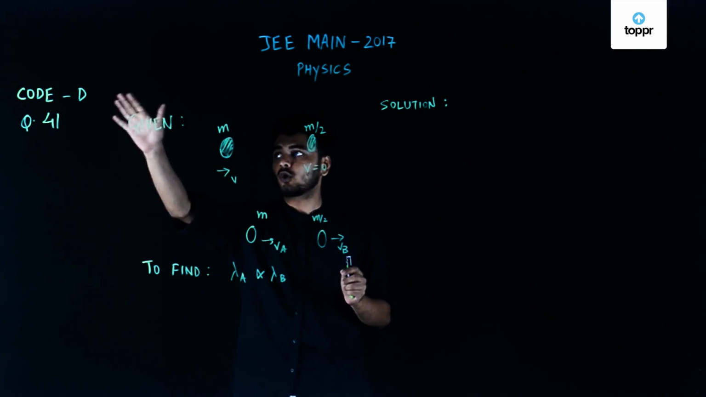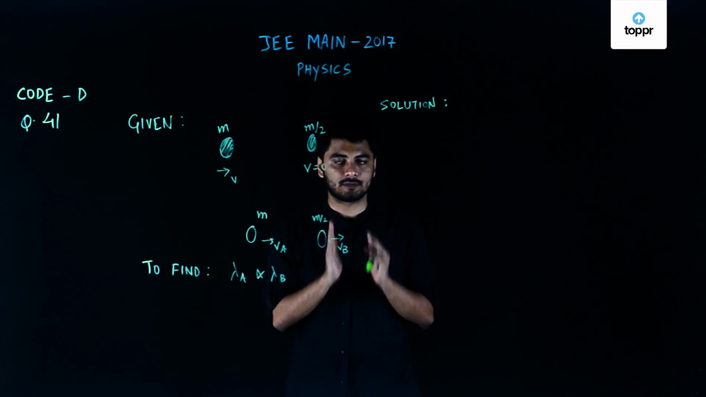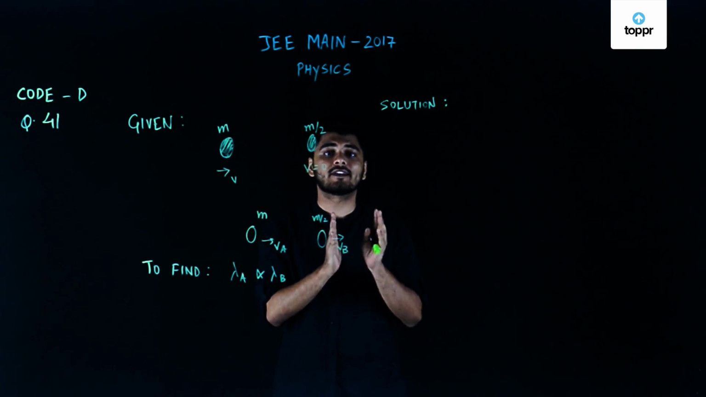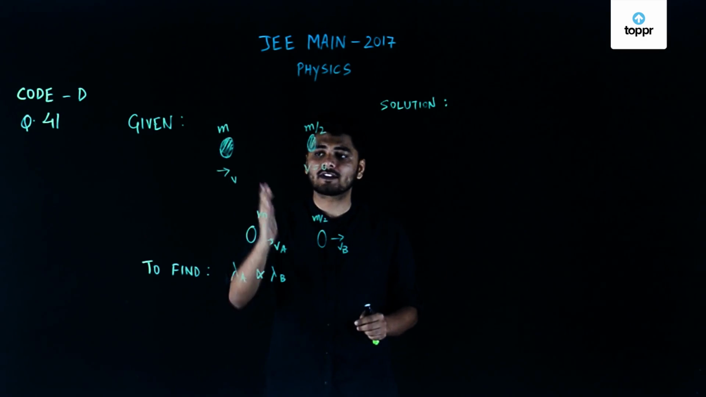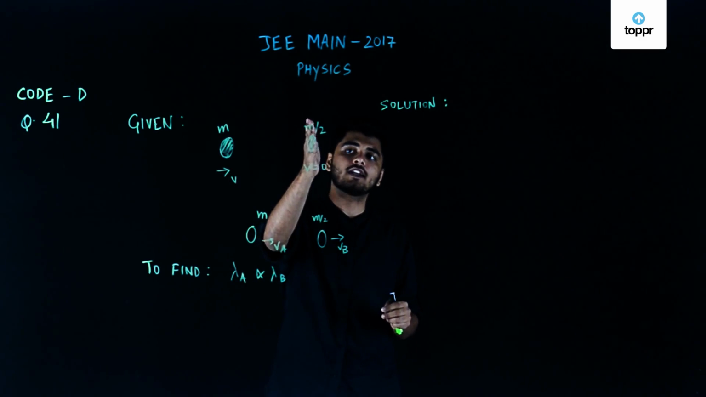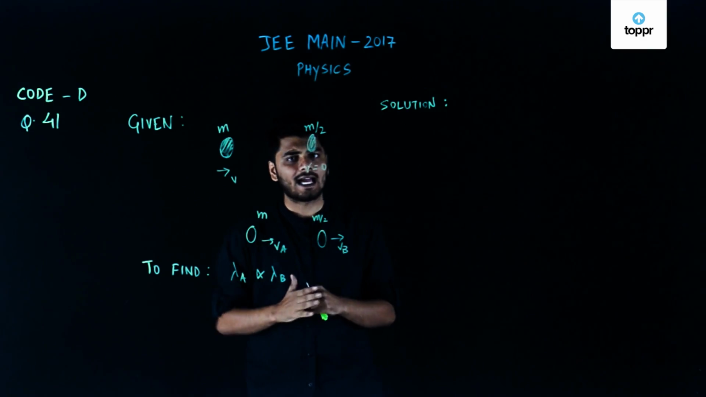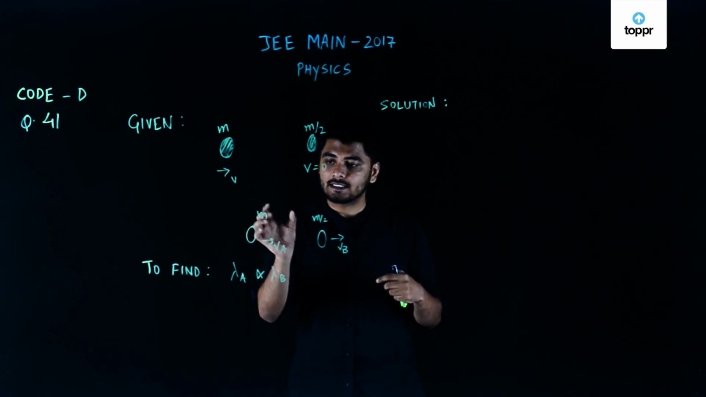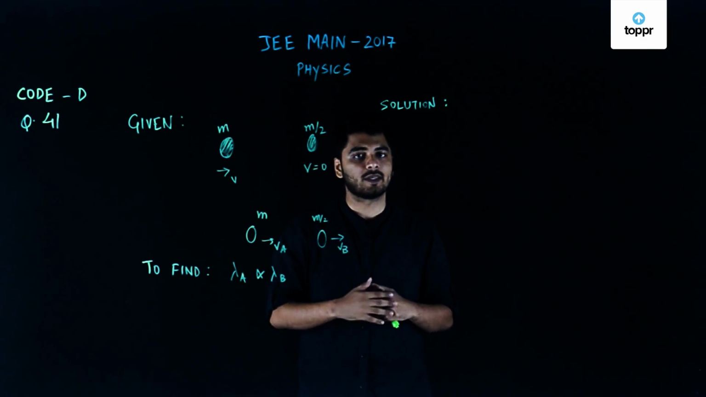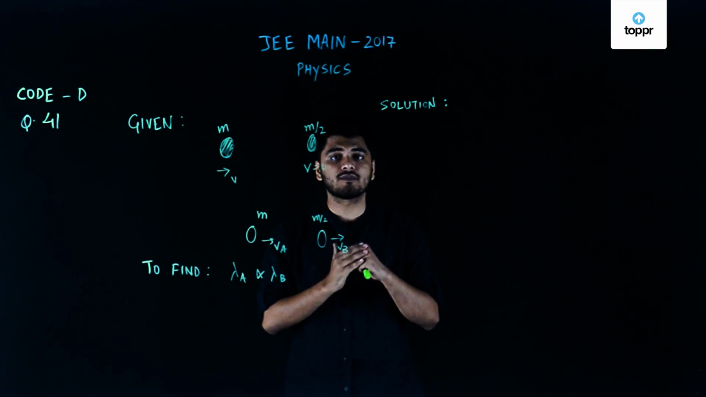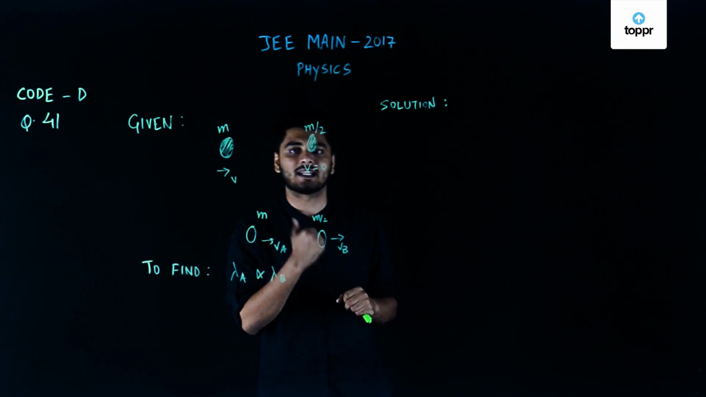Please note that the code which we are referring to for the entire solutions is code D, and this is question number 41 from code D. In this question we have been given two masses. Initially a particle of mass m is moving with velocity v towards a particle of mass m by 2 which is initially at rest. The collision takes place and it's an elastic collision. After this, these two particles start moving, mass m with Va and mass m by 2 with Vb. We have been asked to find the ratio of the de Broglie wavelengths which are associated with A and B.